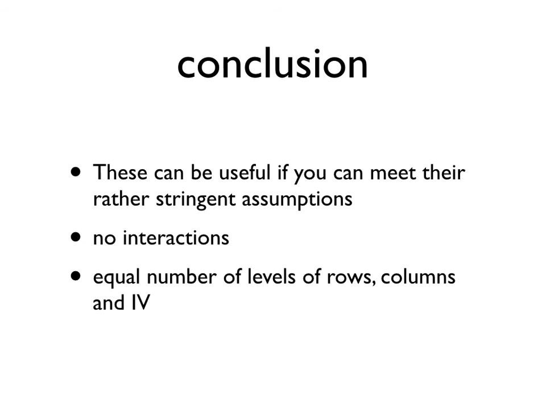So equal number of levels of rows, columns, independent variable will tell you that you can use a Latin square. So these aren't bad designs. They have these really tight assumptions. And when something has really tight assumptions, usually that's an indication that it might be difficult to interpret. It might be difficult just to even run the experiment.